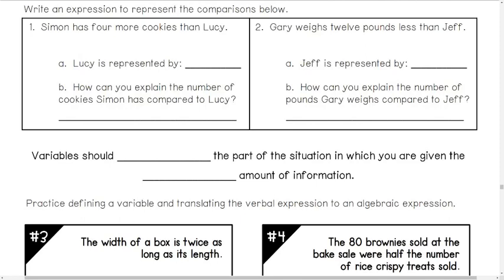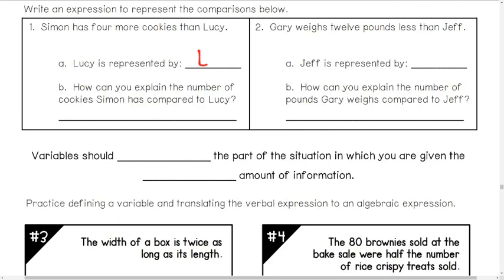So starting out, if we read the information, it says there that he has 4 more cookies than Lucy. So that tells me that if we have Lucy, we can just represent her by L. And you could choose any variable you want. I just chose L because it's the first letter of her name.